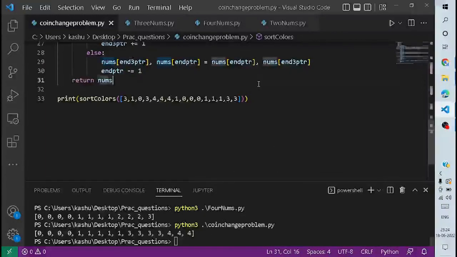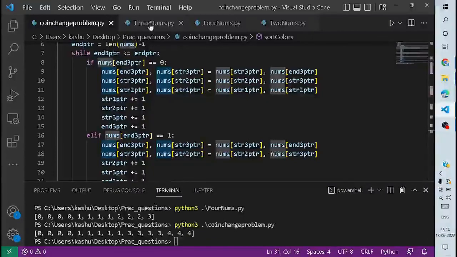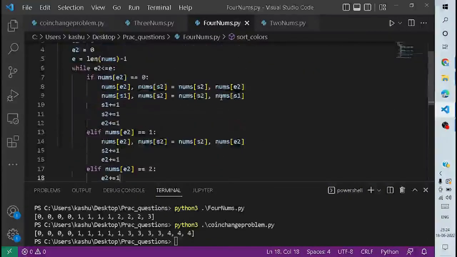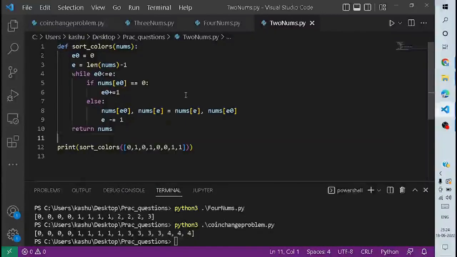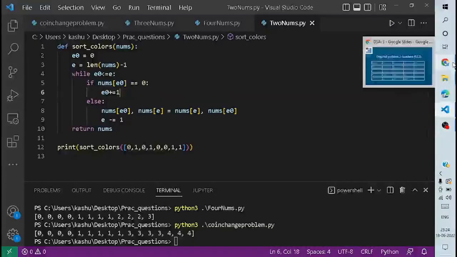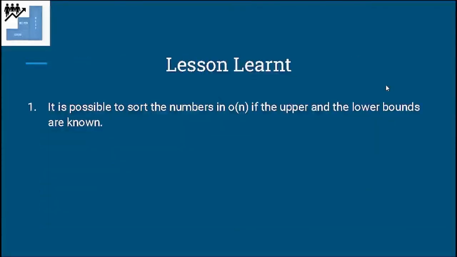So yeah, I hope you would have got some idea. You would have learned how to sort numbers in O of n if you know the lower and the upper bound on the numbers in the array. So the lesson learned was, it is possible to sort the numbers in O of n if the upper and lower bounds are known.